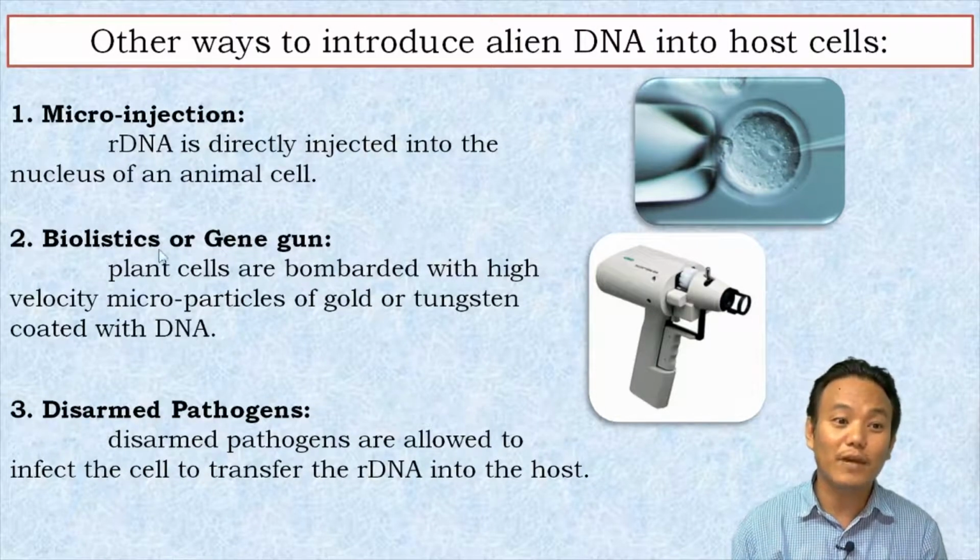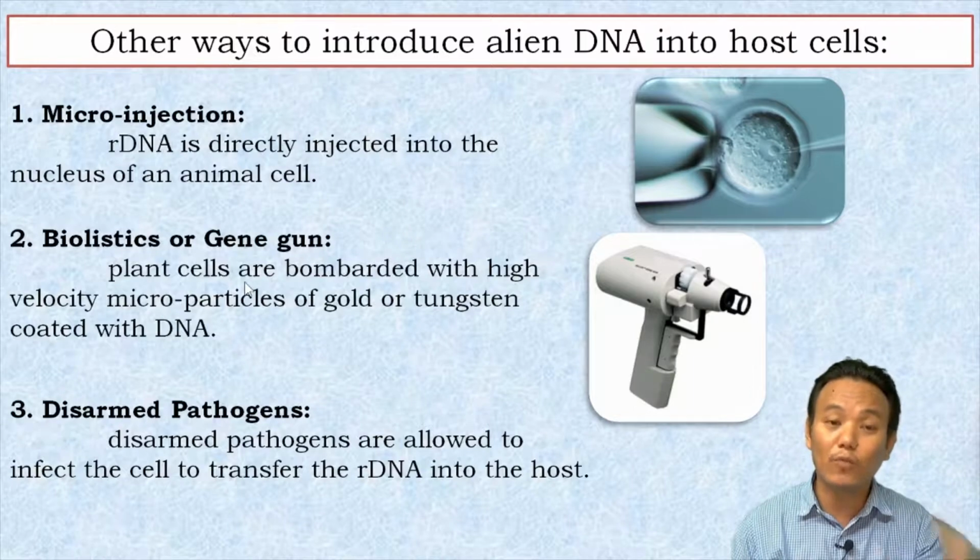And then we have biolistics or gene gun. So here is a gene gun. In this particular method, the plant cells are bombarded with high velocity microparticles of gold or tungsten coated with DNA. So if we want to introduce a desired gene into a plant cell, we can coat the DNA on these gold and tungsten microparticles and then shoot these microparticles at high velocity at the plant cells, thereby hoping the plant cells would get transformed.